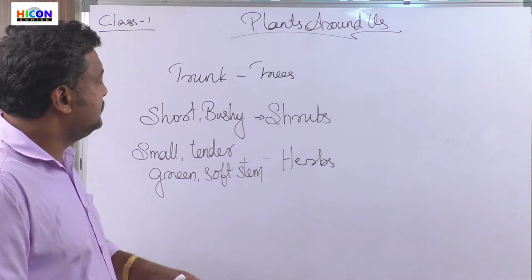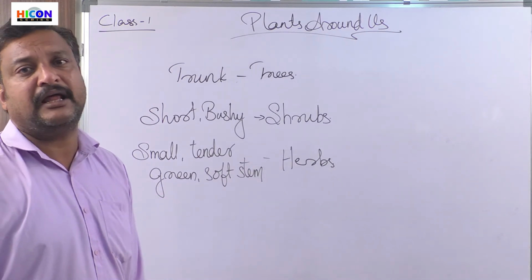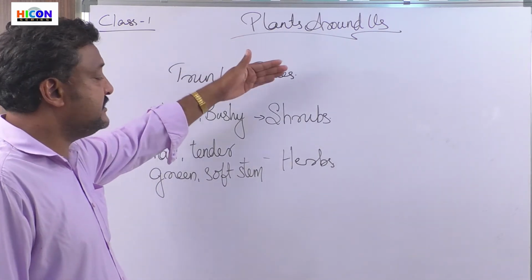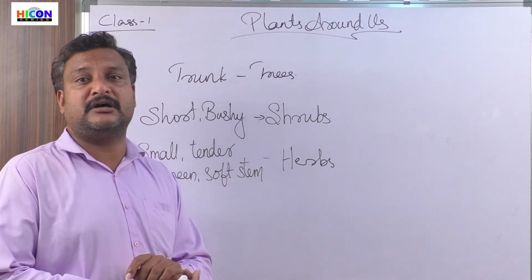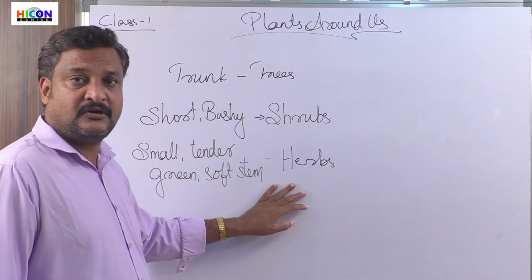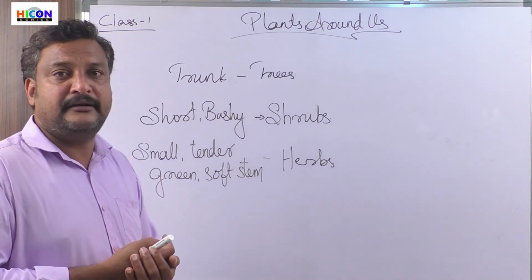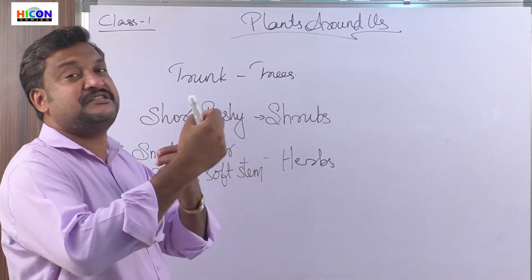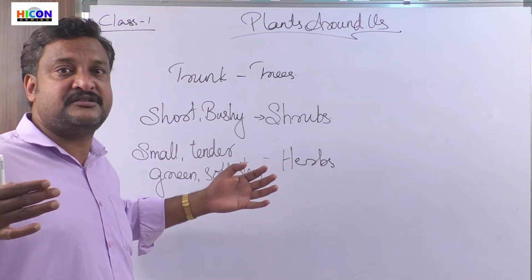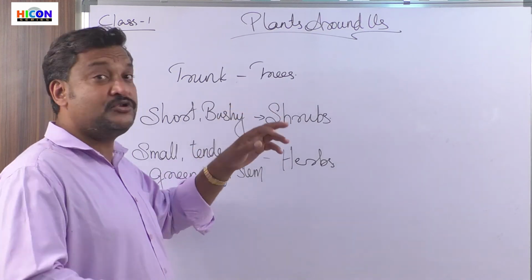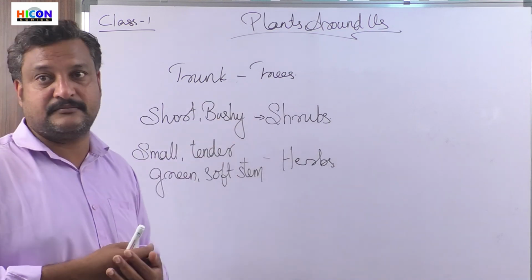So these are the first major types of plants, and this classification is based on their size. The smallest one, the softest one, are known as herbs. The medium-sized ones, which grow in a bushy way and have thin stems, are called shrubs. And the huge plants with very thick trunks are called trees.